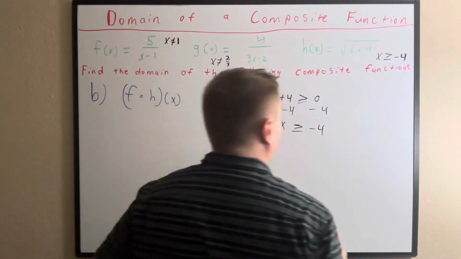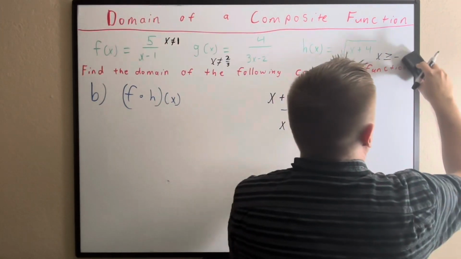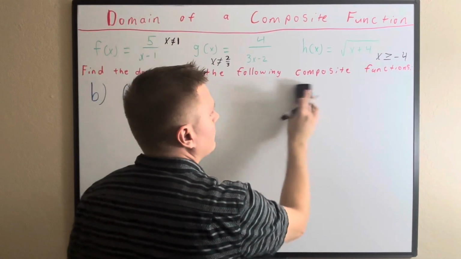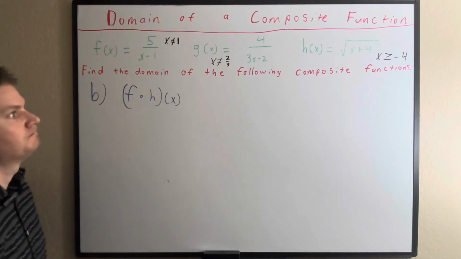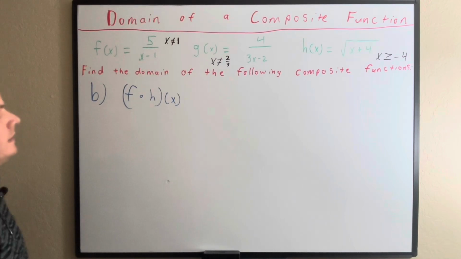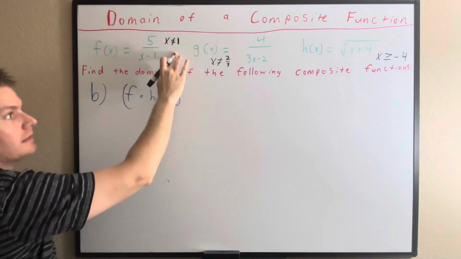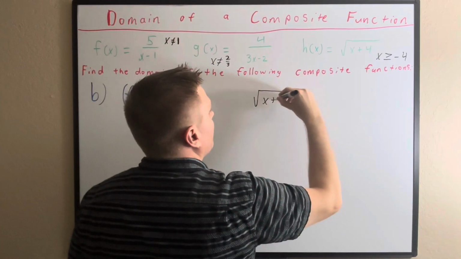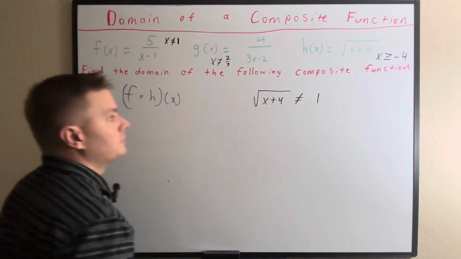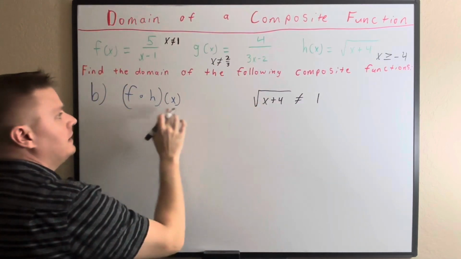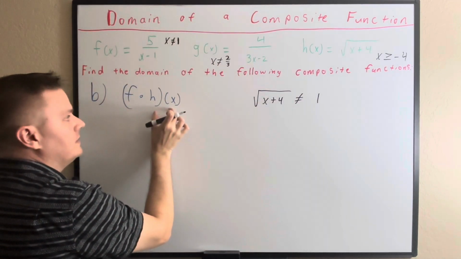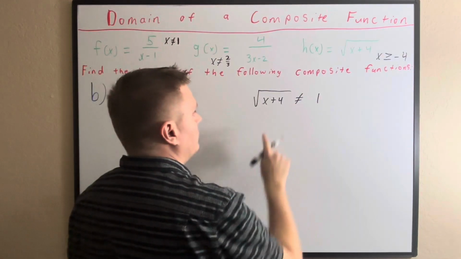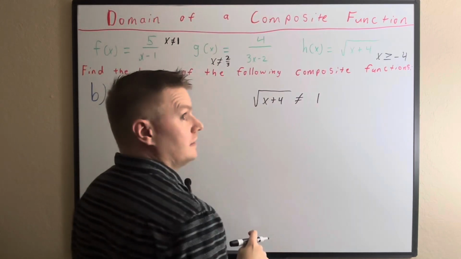So, note that up here so we don't forget. All right. Now what? Well, the output cannot be 1 still, right? So we need to set this whole thing equal to 1, because the output of h of x is being used as the input for f of x, and the input for f of x cannot be 1, right? So we need to find what value gives us the output of 1 in h of x.